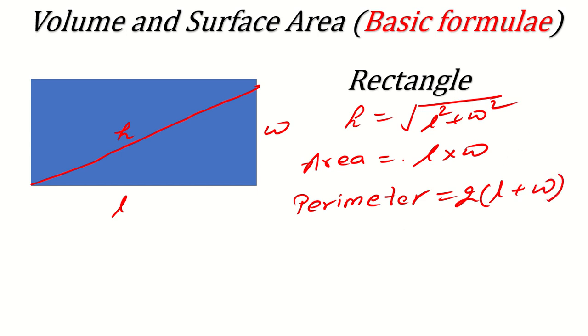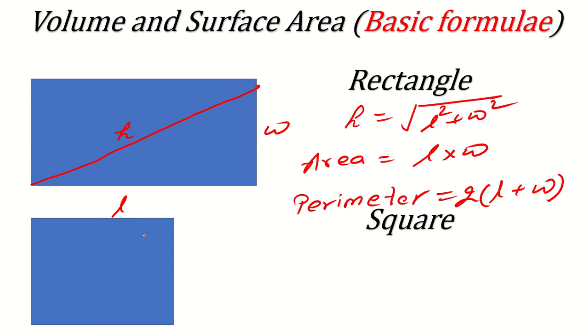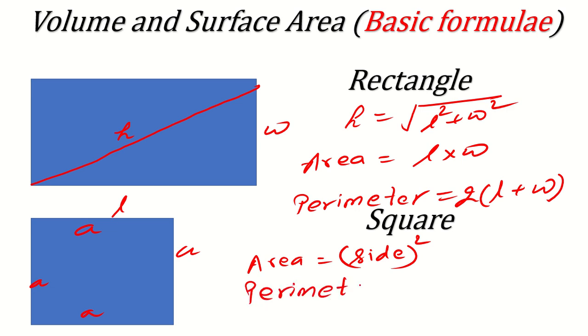Now next is the square. Square means all four sides are equal, so I am taking it as A here and A here also. What will be the area of this square? It will be equal to side square. Its perimeter will be 4 times A, or 4 times side.